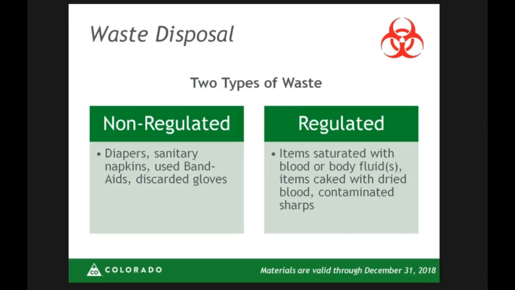There are two types of waste. The Bloodborne Pathogen Standard uses the term regulated waste to refer to the following categories of waste which require special handling. This is things like liquid or semi-liquid blood or other potentially infectious materials, OPIM, or items contaminated with blood or OPIM, which would release these substances in a liquid or semi-liquid state if compressed, or items that are caked with dried blood or OPIM and are capable of releasing these materials during handling, and then, of course, contaminated sharps, as well as pathological and microbiological waste containing blood or OPIM.